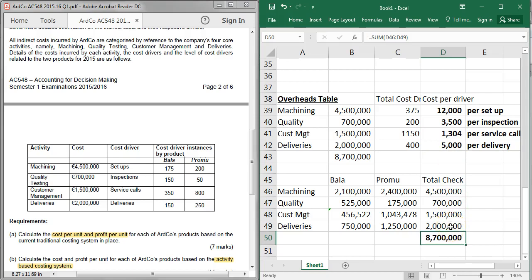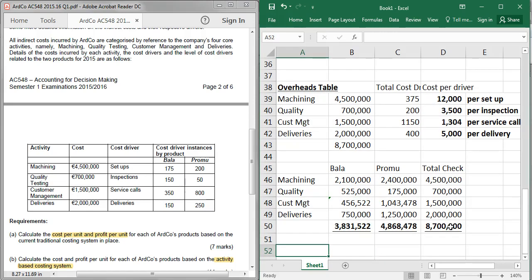So you can always do that sense check, even if it's just in your calculator, to make sure you have allocated all of it out, because you have to allocate the same amount. And in this case, we're saying we're allocating now 4.8 million to promo, based on each of them, and we're allocating 3.8 million to Bala.